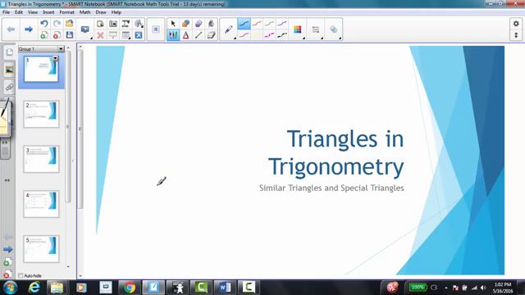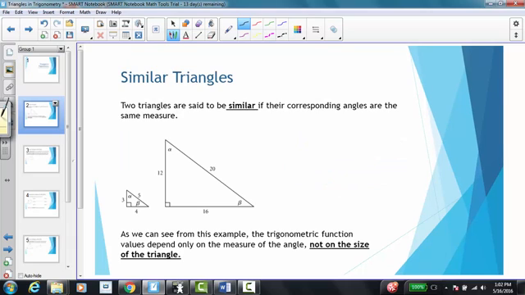In this video, we're going to be talking about triangles and trigonometry. We're going to look at similar triangles and then two different types of special triangles. If you remember, two triangles are said to be similar if their corresponding angles are the same measure. So we have this large triangle here and this smaller triangle right here, and we want to look at their angles, alpha and beta. So we're going to use SOHCAHTOA in order to look at angle alpha and angle beta.